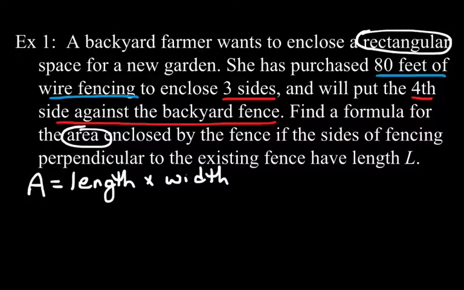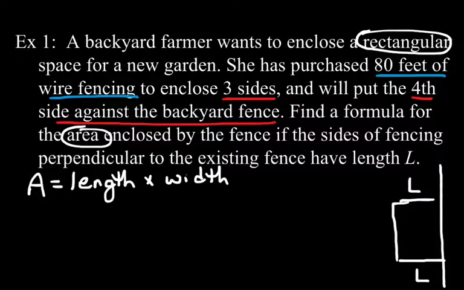So they also said, and I forgot to read this part, if the sides of the fencing perpendicular to the existing fence have a length of L. So let's go ahead and draw a picture. So let's say that that's our fence. They're telling us that it's a rectangle and our fencing comes out, and these both have a length of L. So what we don't know then is the length of that 3rd side. For our formula, if we call that length the capital L, we know that part. But the question is, we have to figure out what this 3rd side is.